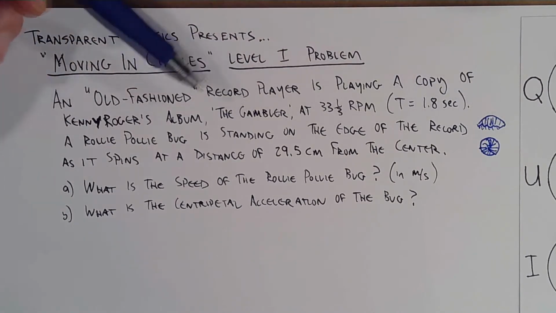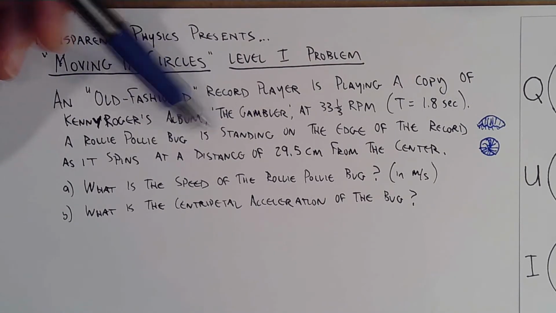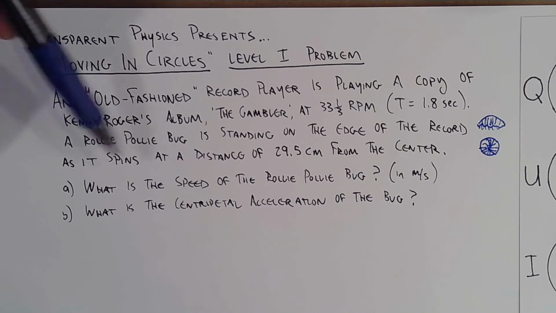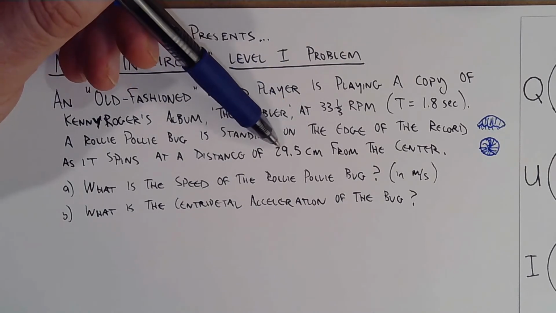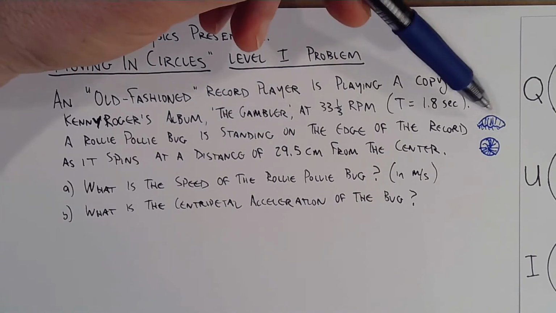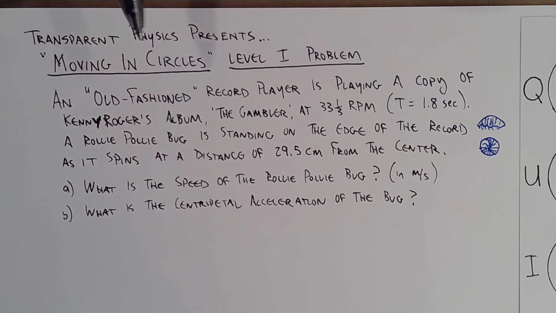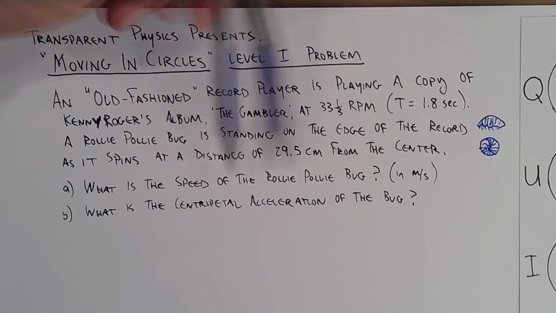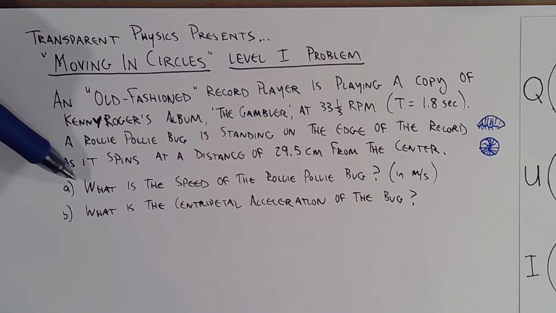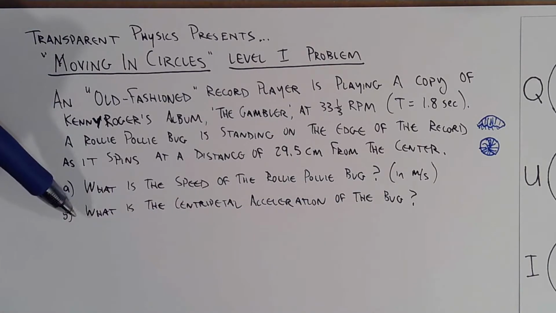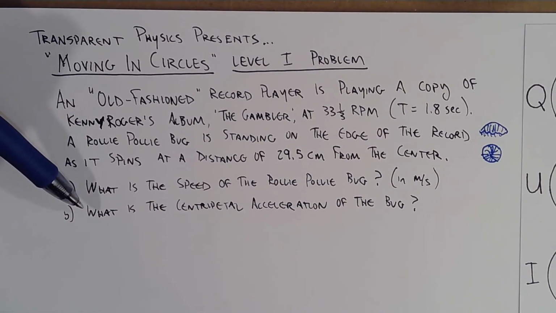So the roly-poly is standing on the edge of the record, and we're going to say that from the center of the record, the roly-poly bug is 29.5 centimeters away. And fun fact too, roly-poly bugs aren't actually bugs, they're a type of crustacean. Assuming we've got the roly-poly bug set up like this, we want to know what the speed of the roly-poly bug is in meters per second, and what is the centripetal acceleration of the bug.